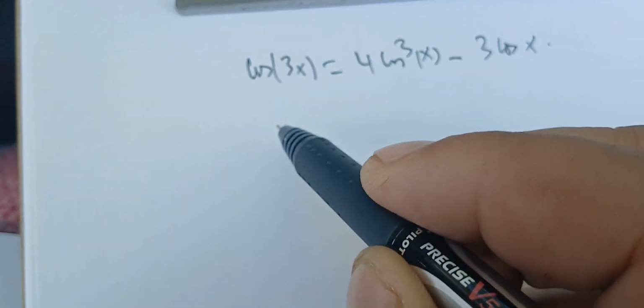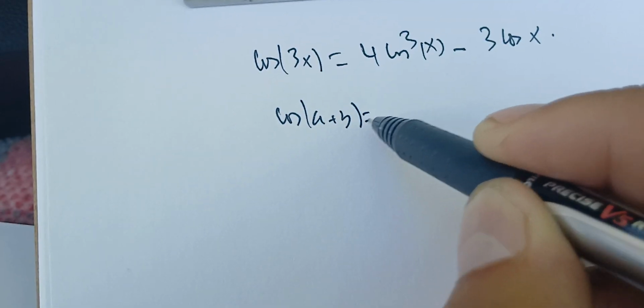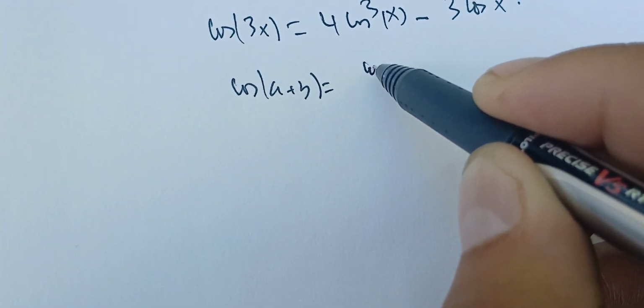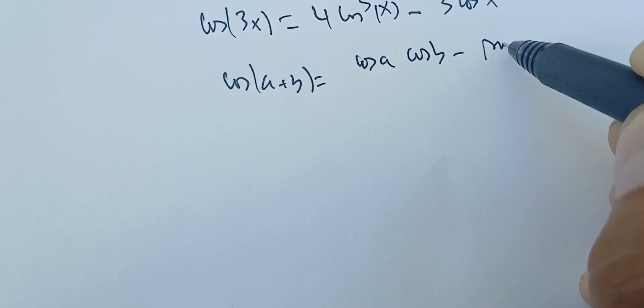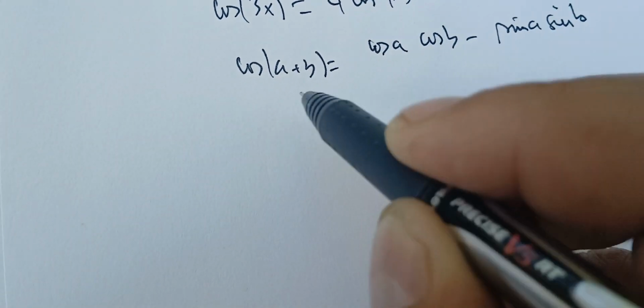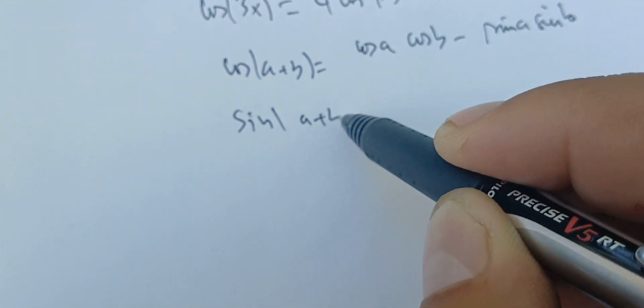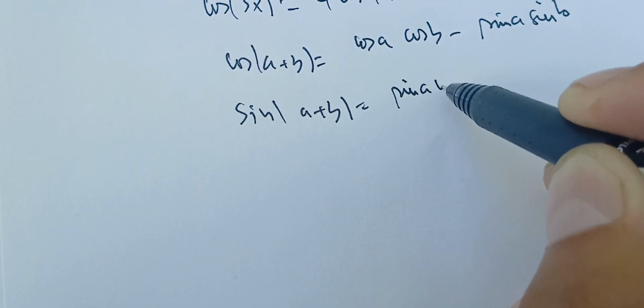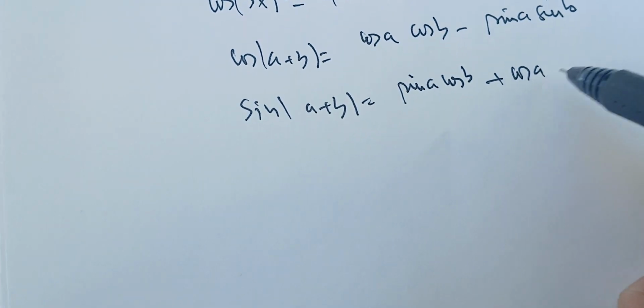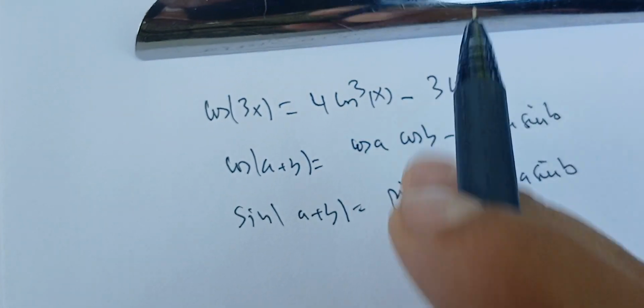In one of the videos, we computed that cosine of 3x is 4 cosine cubed of x minus 3 cosine of x. We used that cosine of a plus b is cosine a times cosine b minus sine a sine b. We also use the fact that sine of a plus b is sine a cosine b plus cosine a sine b to prove this result.